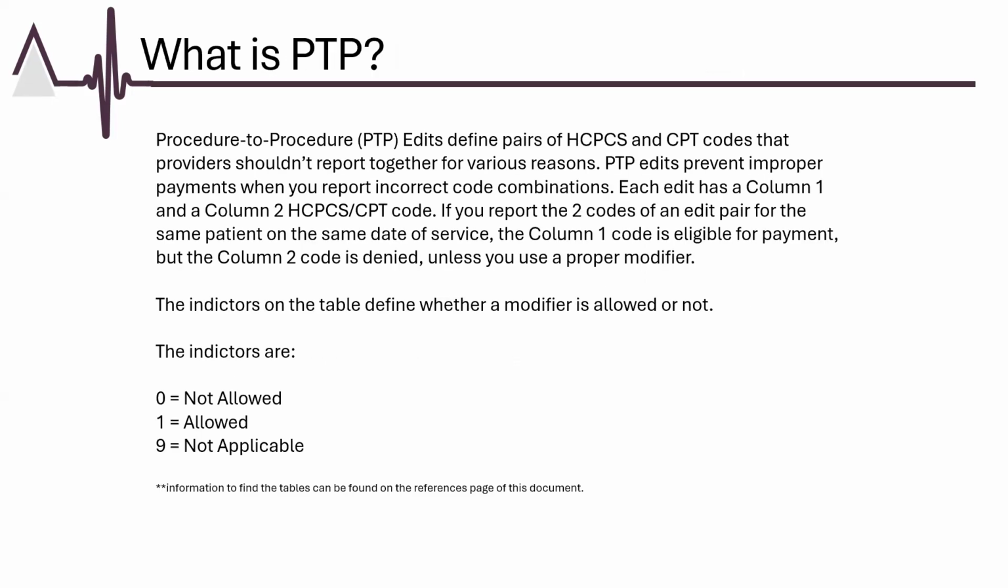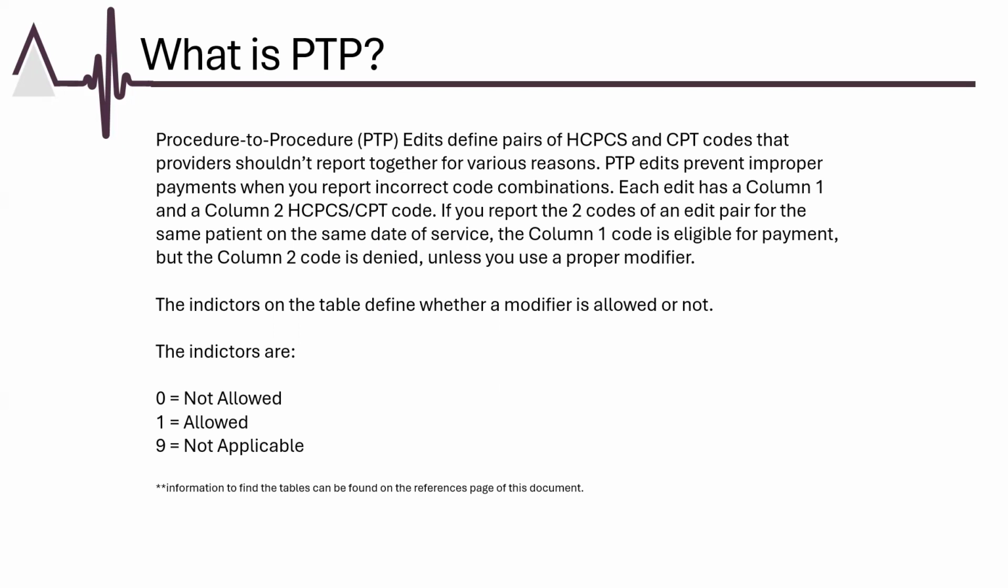To answer question 1, you must understand what the PTP is. Procedure-to-procedure edits define pairs of HCPCS and CPT codes that providers shouldn't report together for various reasons. PTP edits prevent improper payments when you report an incorrect code combination. Each edit has a column 1 and a column 2 HCPCS or CPT code.